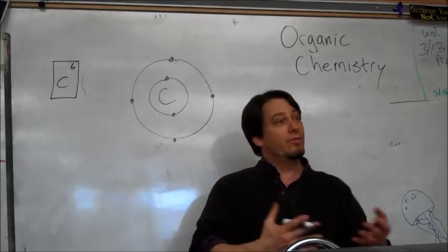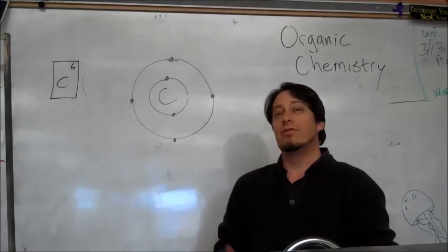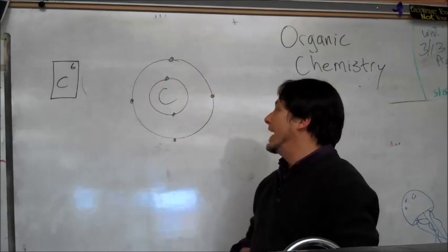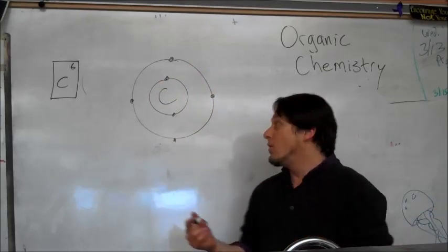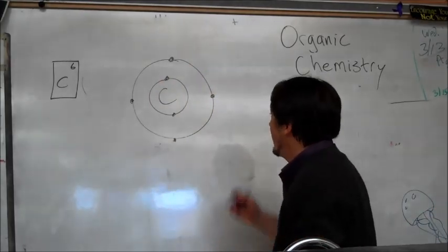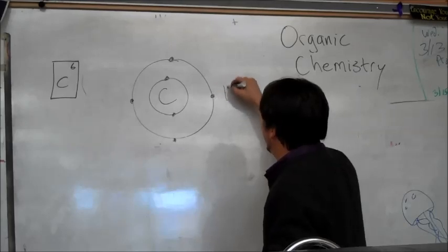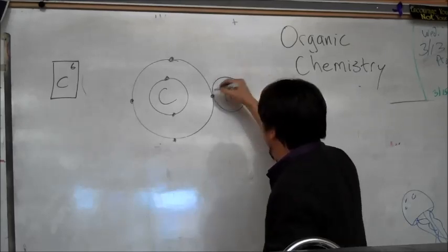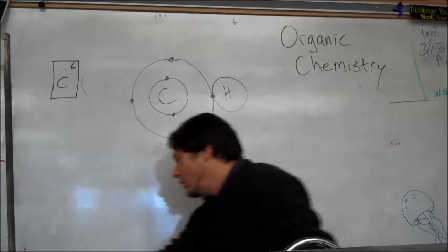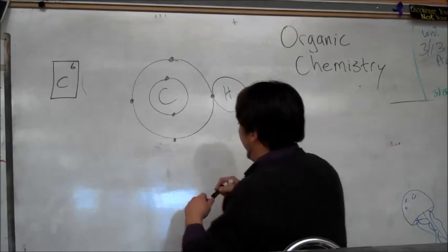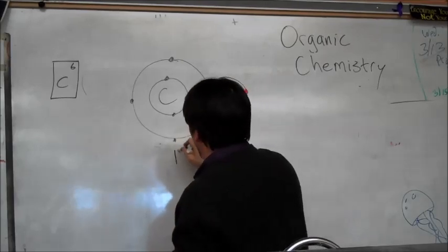Quick review: in chemistry, atoms bond with each other to get a full outer shell. In this particular level, it needs a total of 8. And so it'll form bonds. For example, it could form a bond with 4 hydrogens, right? Because each hydrogen brings 1 electron to the mix. And so it would want to bond with 4 of those.